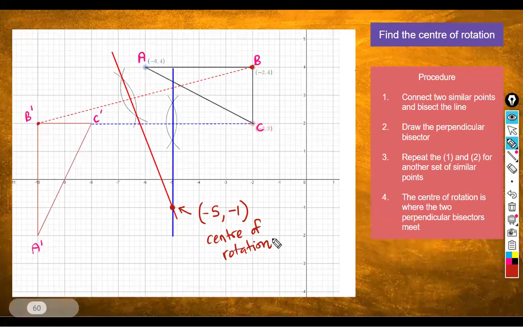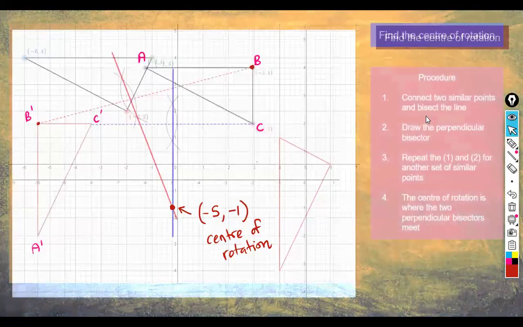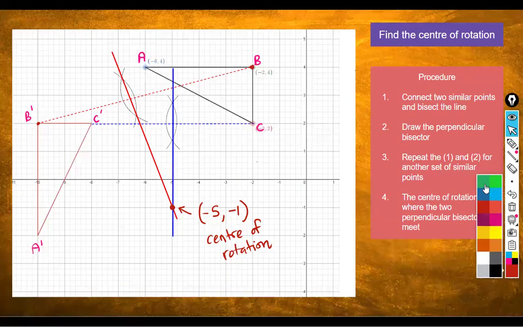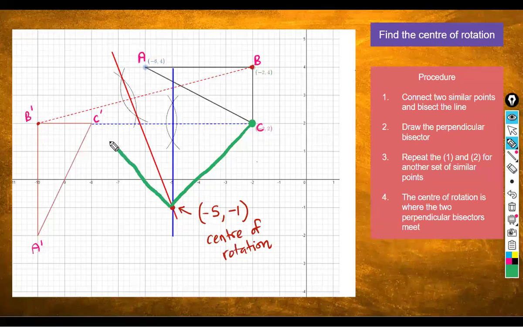So, quick question. We just found out the perpendicular bisector. How do we figure out how much degrees it was rotated by? To figure out how much degrees it was rotated by is very easy. Just take any point. Let's start with point C. Connect it to the center of rotation. And when it hits the center of rotation, let it bounce back to its rotated counterpart. So you connect C to C prime through the center of rotation.